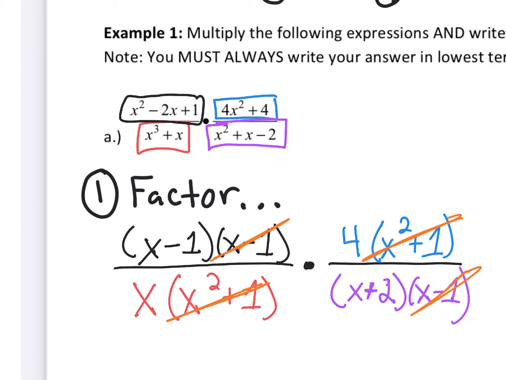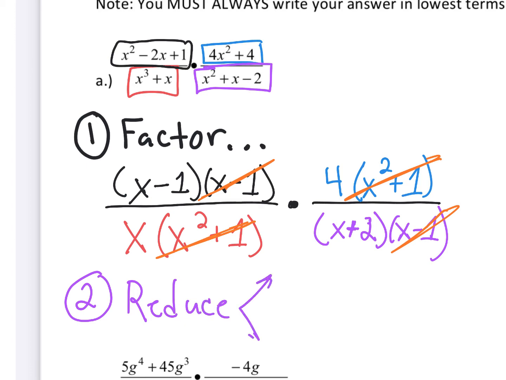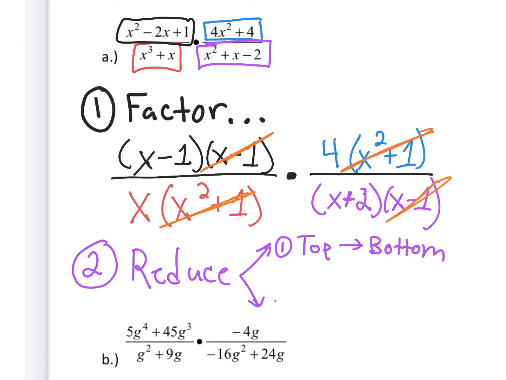So what was this step 2? After I factored everything, I canceled in 2 directions. So step 2 is to reduce. And you can reduce today in 2 directions. Direction 1 is from top to bottom. I just drew the perfect arrow. Look at this arrow. And direction 2 is across the diagonal, or diagonally. Arrow. Alright. Diagonally.